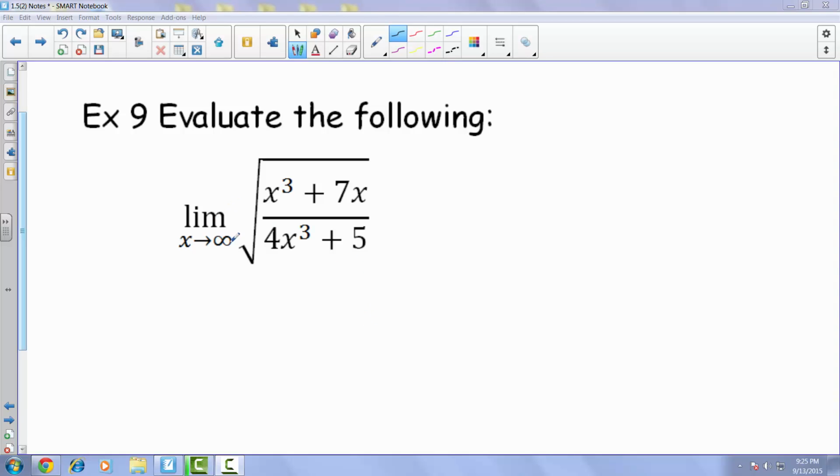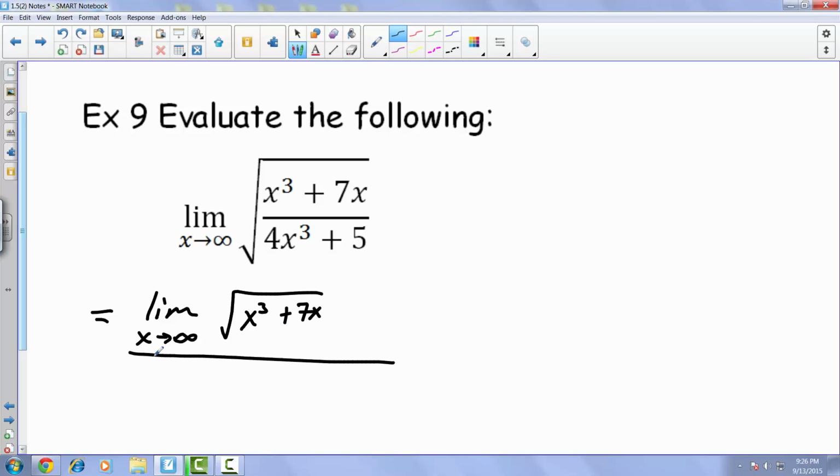Now when we're discussing the limit as x goes towards infinity of this square root, we know that we can go ahead and break this up, where we have the limit as x goes towards infinity of the square root of x cubed plus 7x on top, and then likewise we have the limit as x goes to infinity of the square root of 4x cubed plus 5. So pretty much just breaking up that radical and applying their own limits.